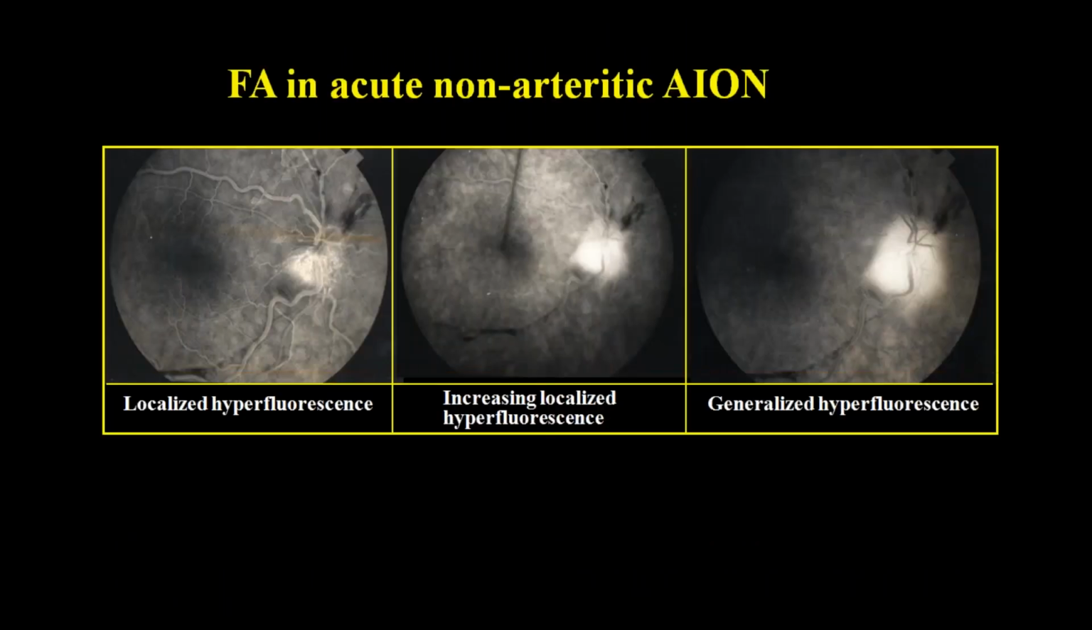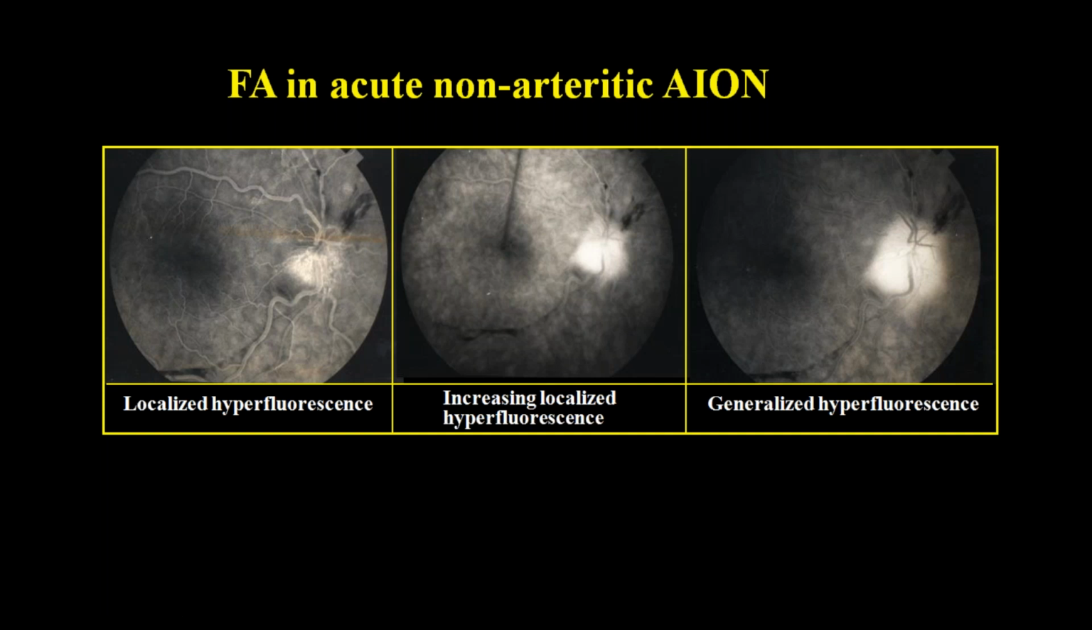Now, when you do an FFA, the fluorescein angiogram, you can see the inferior half of the disc getting involved and leakage in the inferior half of the disc, which shows generalized hyperfluorescence. So this is an FFA to confirm that it is mainly anterior ischemic optic neuropathy.